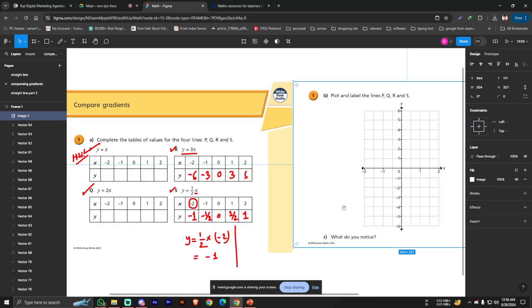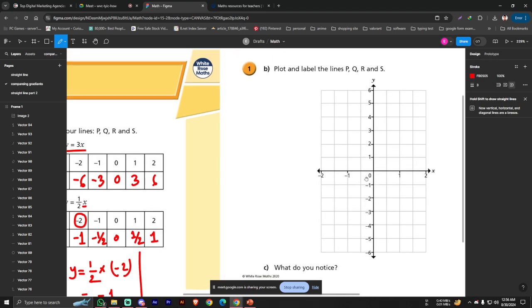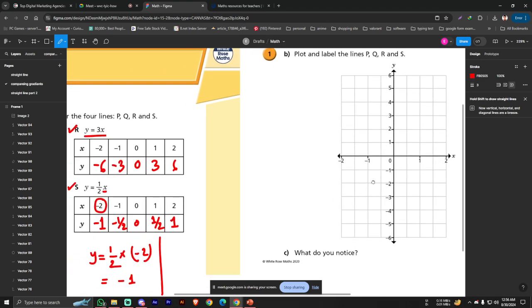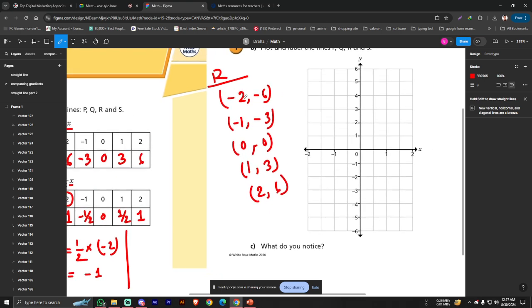Suppose we're now plotting R. So how will you plot it? Same as the previous lesson that we learned. We'll put the x and y values. Okay, so -2, -6. First we can understand the points. -2, -6, right? -1, -3, 0 comma 0. Then another point is 1 comma 3. Another point is 2 comma 6 for R, right? Okay, so let's put them one by one.